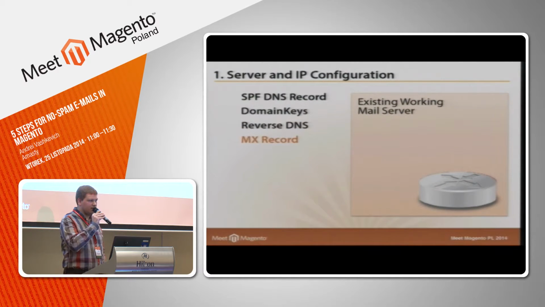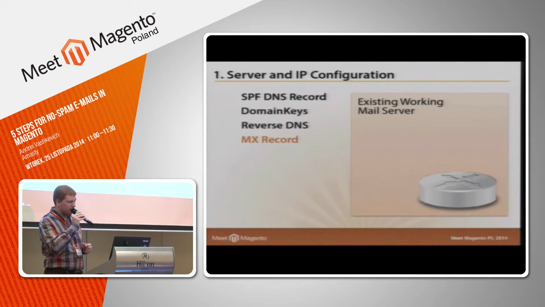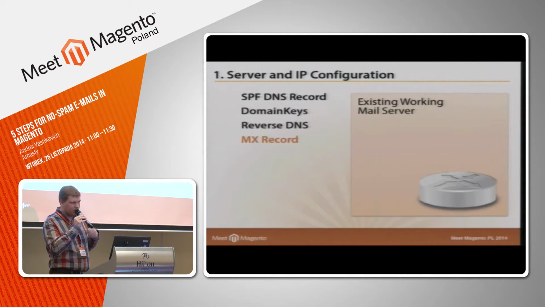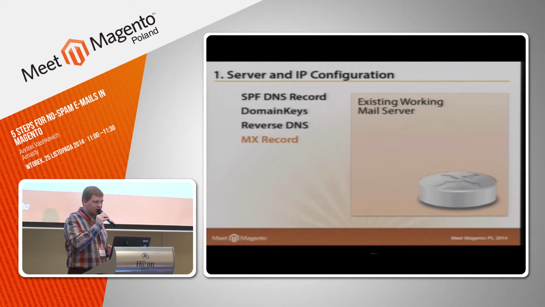MX records are not directly related to sending emails. However, in some cases, when your mail will not be delivered for some reason, maybe the recipient server is down or something is wrong with the network, the MX record will be used to send an undelivered notification back to the sender. And in some cases, when this record does not exist, there will be no second attempt of delivering the email that initially was not delivered. So this time you will lose it at all.